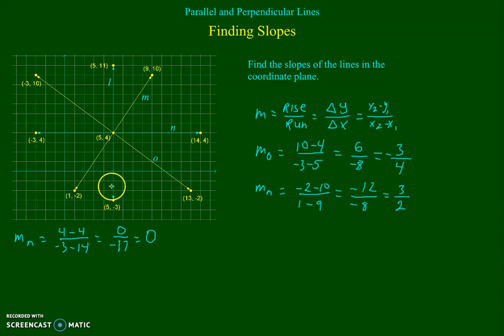Now let's take a look at the slope of this vertical line, line L. So the slope of line L is, let's take this one minus this. So we have 11 minus a -3 divided by 5 minus 5. Well, 11 minus -3 is 11 plus 3, which is 14. And 5 minus 5 is 0. Well, anything divided by 0 is undefined. This number goes to infinity.